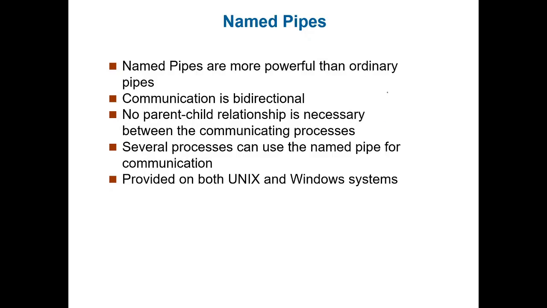Named pipes are more powerful than ordinary pipes. Communication is bidirectional here. So communication is going to happen from both sides. They can send and receive, read and write. No parent-child relationship is necessary. It can be any processes. Several processes can use the named pipe for communication, provided on both Unix and Windows systems. So it can be used in both Unix and Windows systems.